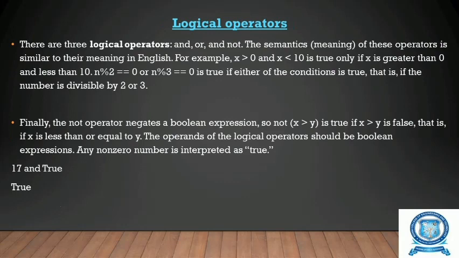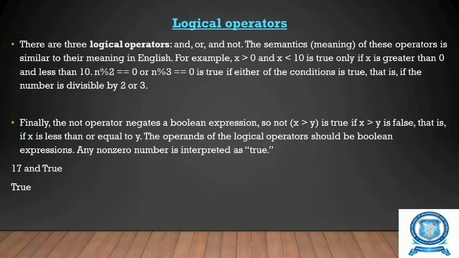Now let us see logical operators. There are 3 logical operators: and, or, and not. The semantics, that is the meaning of these operators, is similar to their meaning in English. For example, x greater than 0 and x less than 10 is true only if x is greater than 0 as well as less than 10. That means and acts as a conjunction like in normal English, so both these conditions have to be true.